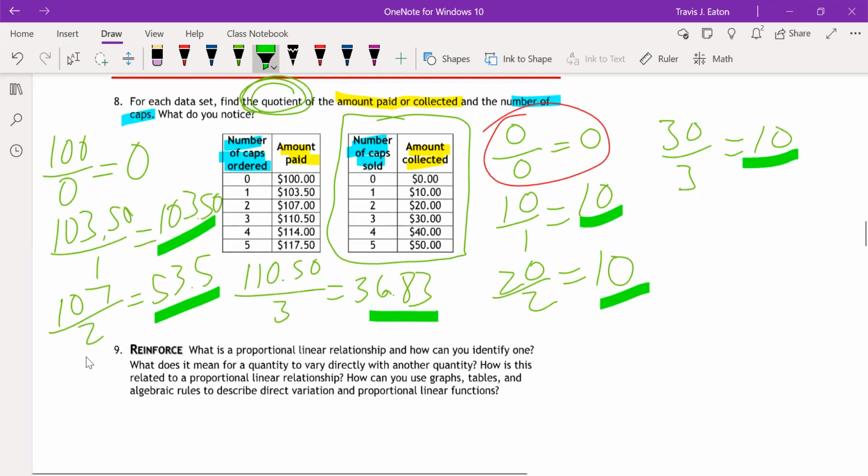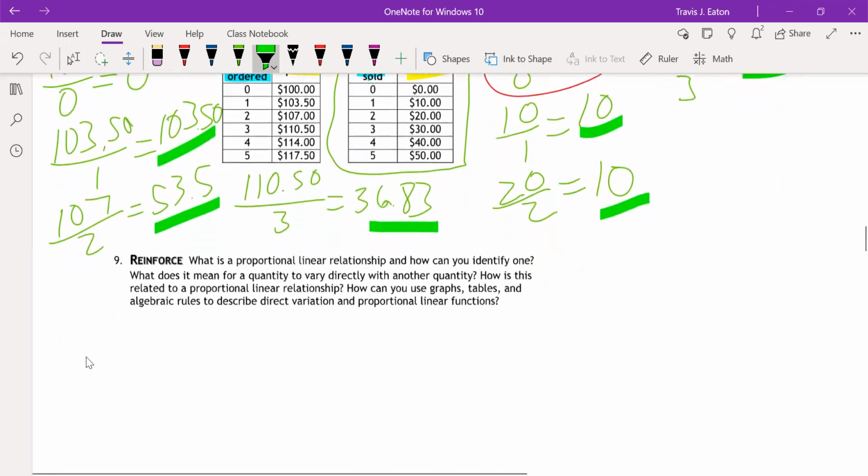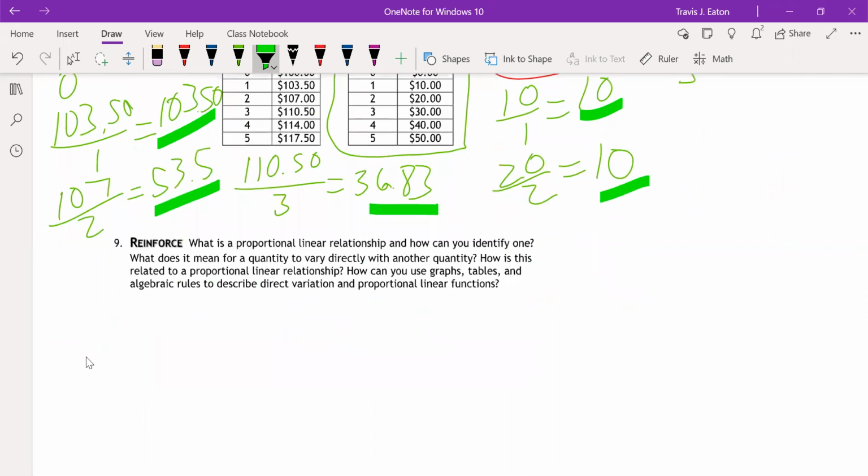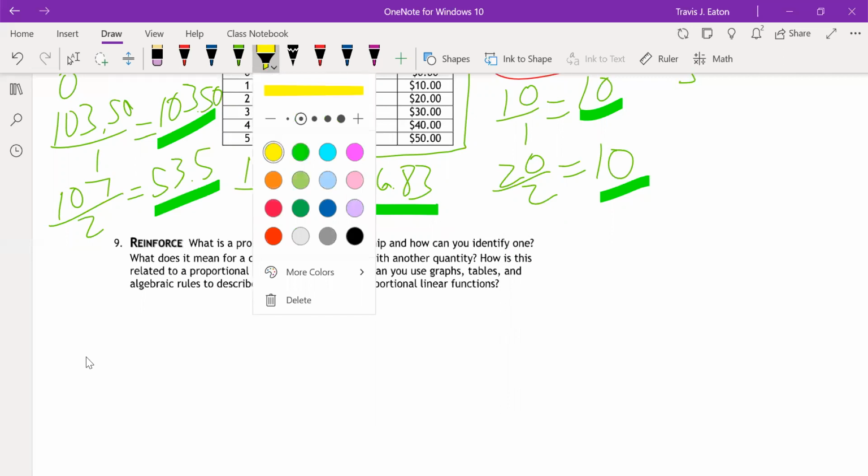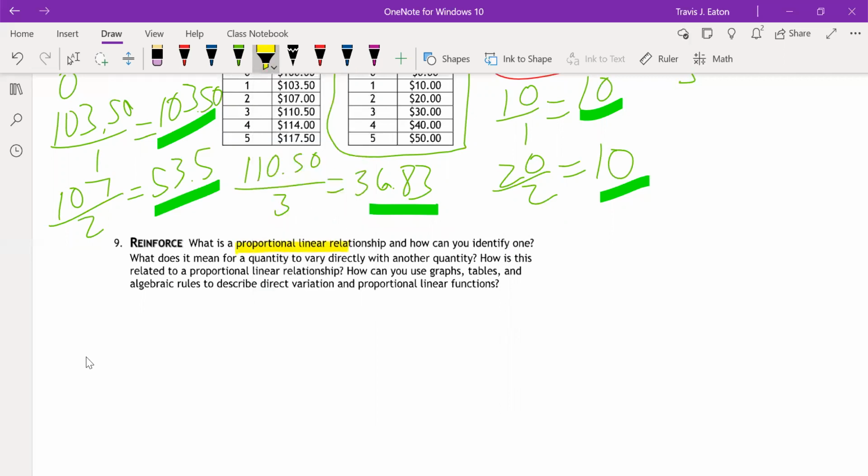So let's talk about question number 9 coming off of that. It says, what is a proportional linear relationship and how can you identify it? All right. How do you know if you have a proportional relationship?